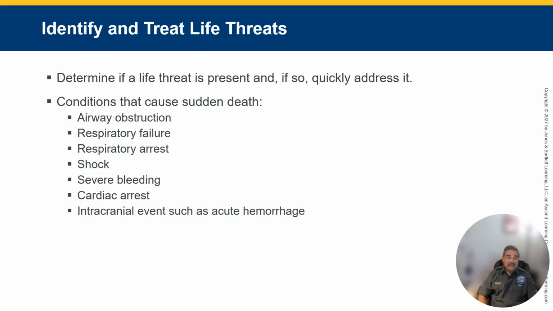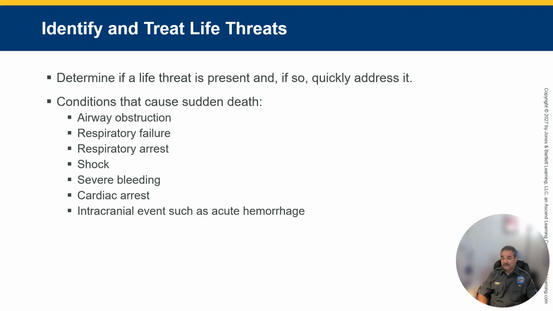All right, so life threat, you have to determine that right away. That's why we're in our primary. That's what it's supposed to do. That's what we identify. Conditions that cause sudden death, they're all here in front of you. Airway obstruction, respiratory failure, respiratory arrest, shock, severe bleeding, cardiac arrest, or intracranial hemorrhage such as acute hemorrhage. That means intracranial, inside the head. They're having a stroke. That's an intracranial hemorrhage, or intracranial event.